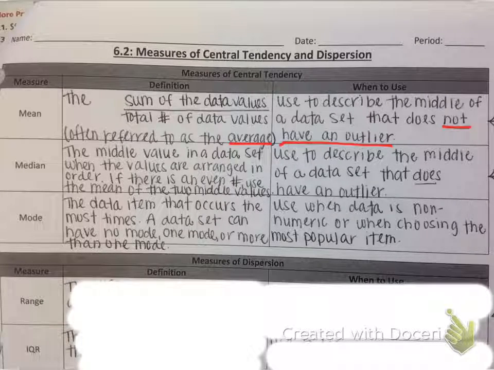Median is the middle value in a data set when the values are arranged in order. And then here's a little parentheses aside: if there is an even number, use the mean of the 2 middle values. So if when you list everything in order there's an even number, so there's not an exact middle, you take the average of the 2 middle values. We use median to describe the middle of a data set that does have an outlier. So we like mean when there is no outlier. We like median when there is an outlier.